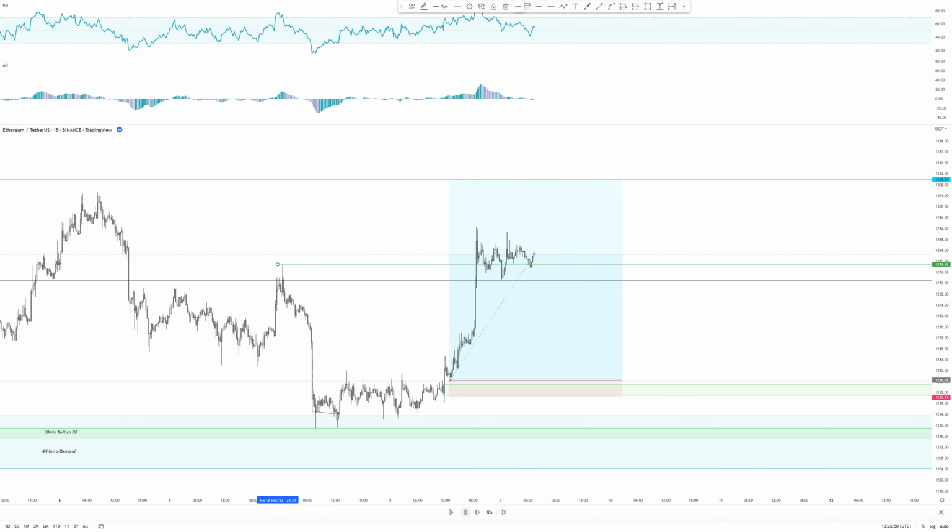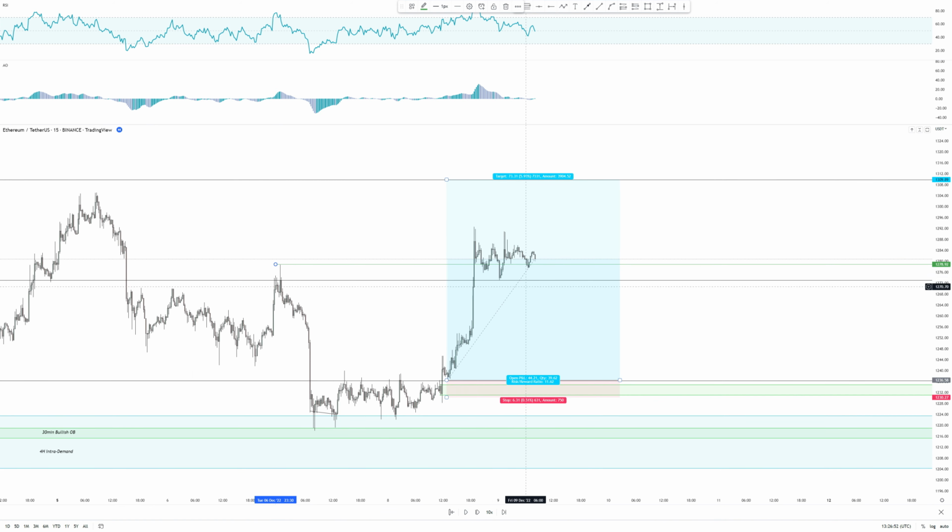So we can see here that price is within this ranging structure. Essentially what we want to see for continuation are trend lines being broken to the upside, momentum continuation, or we sweep this low here and then aim for the range highs. I'm just going to flip over to the hourly quickly.